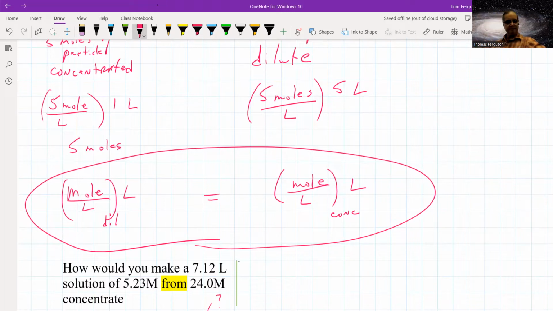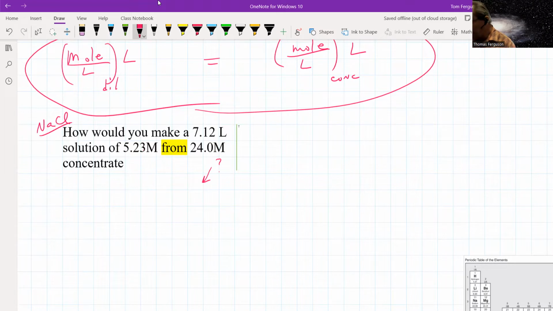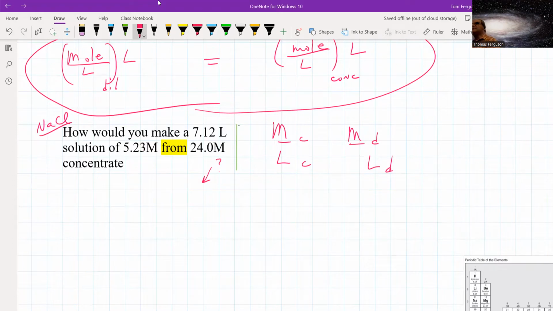Okay, so let's look at a problem now. How would you make 7.12 liters of solution of 5.23 molar sodium chloride from a 24 molar concentrate? Okay, remember you have 4 variables. You have MC, M dilute, liter concentrated, liter dilute. So we have 3 of those, we can solve for the other one.